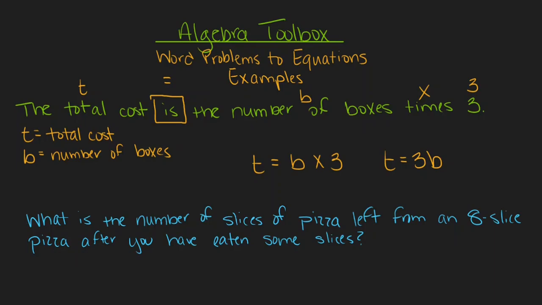What is the number of slices of pizza left from an 8-slice pizza after you have eaten some slices? Here is our is. This is our equal sign. And what's on the left-hand side of that equal sign is what? Well, we definitely don't know what value that is, so that must be an unknown. We get a little more description in this case after the equal sign of what that what is talking about. So it's talking about the number of pizza slices left. So I'm going to use the variable L for pizza slices left.